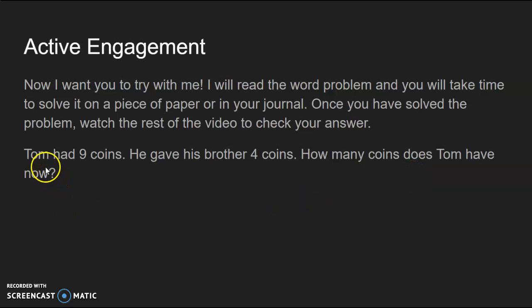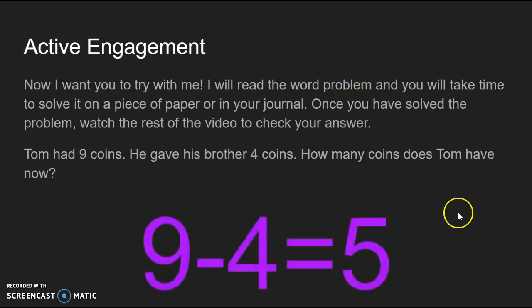Okay, so the problem again is Tom had 9 coins. He gave his brother 4 coins. How many coins does Tom have now? So go ahead and pause. Okay, this is the equation that you guys should have gotten. 9 minus or take away 4 equals 5.